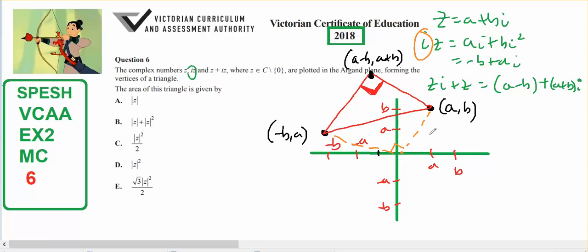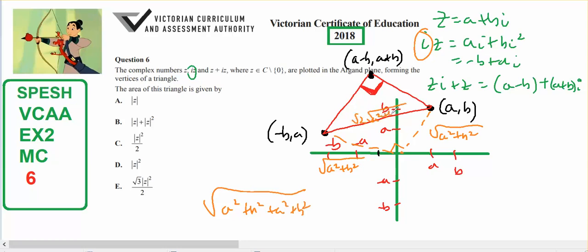So I know that this is a distance of the square root of A squared plus B squared. And this is also the square root of A squared plus B squared. So if we add them together, we square them, it's the square root of A squared plus B squared plus A squared plus B squared. So it's root 2 times the square root of A squared plus B squared.